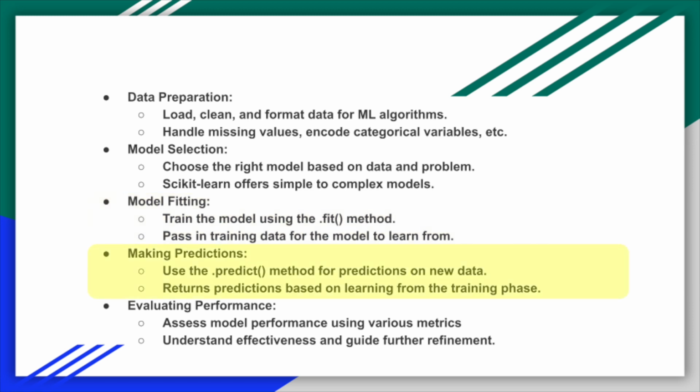After the model has been trained, you can use it to make predictions on new data. This is typically done using the predict method, which takes new instances of data and returns predictions based on the learning from the training phase. The final step in the machine learning workflow is evaluating your model's performance. Scikit-Learn provides various metrics. Assess your model's effectiveness and use the results to guide further refinement and improvement.